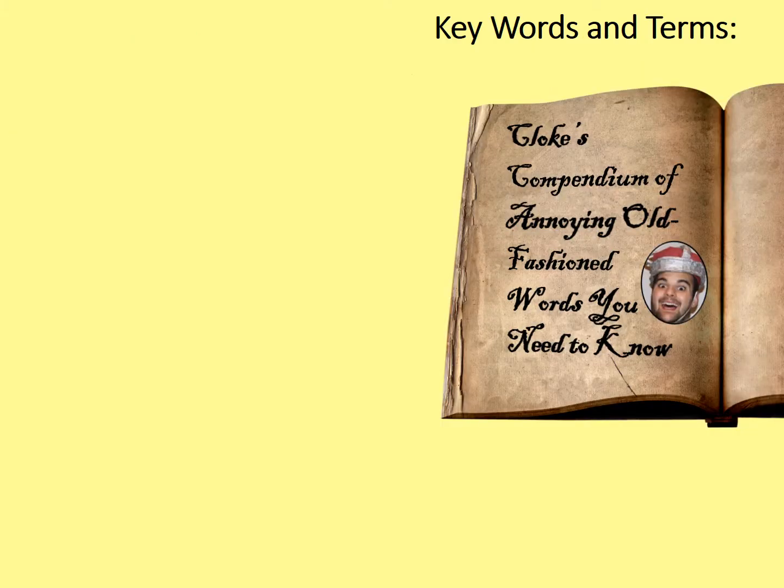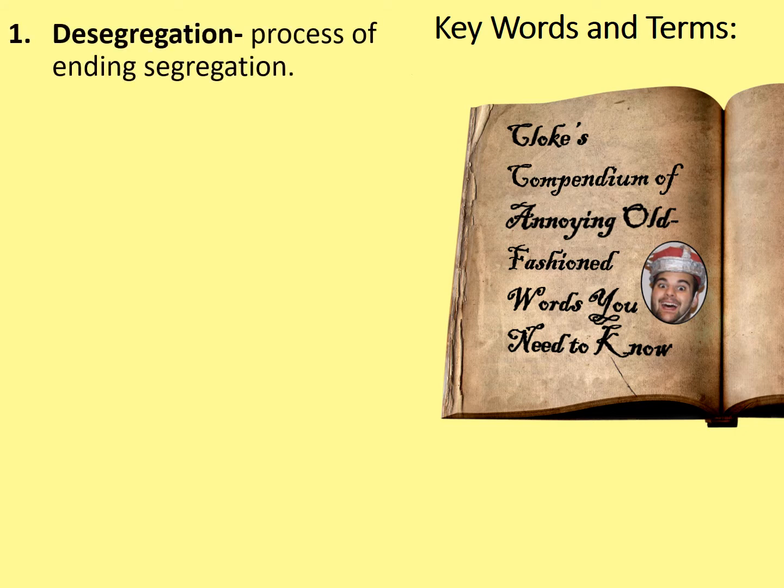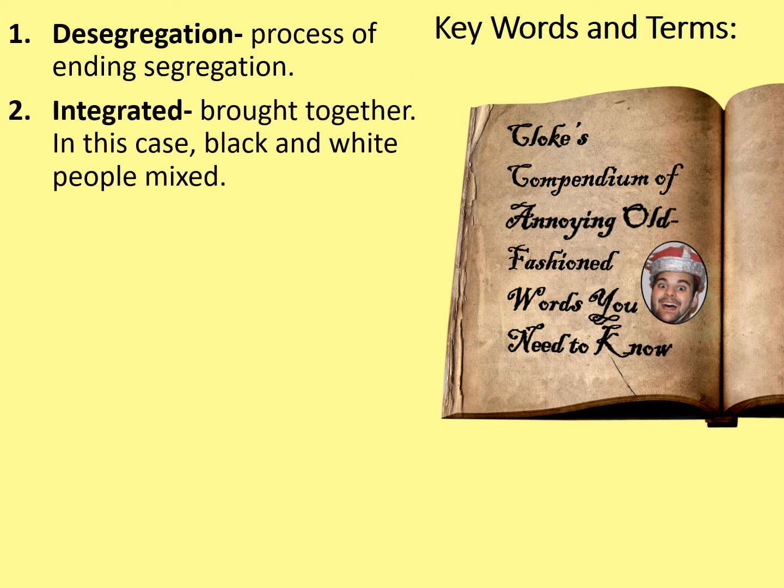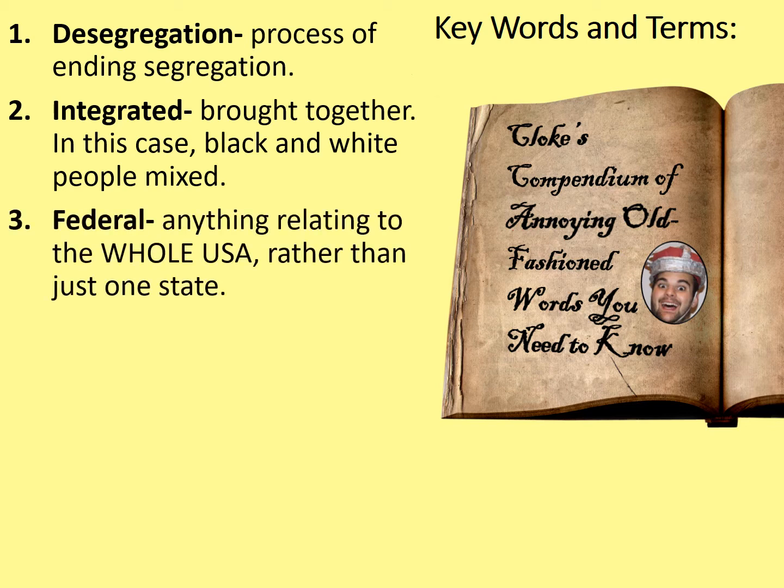Firstly, in Cloak's compendium of annoying old-fashioned words that you need to know, there's desegregation. This word is the opposite of segregation, and it is the process of ending segregation. Integrated. This is a word that means brought back together. In this case, black and white people being mixed. For example, a school would be called integrated if it was for both black and white children. Federal. Anything related to the whole USA, rather than just one state.